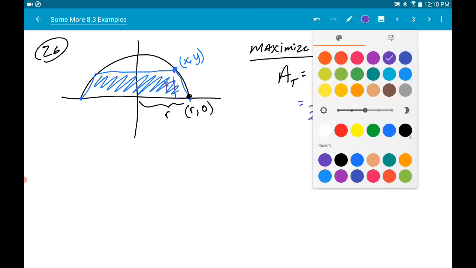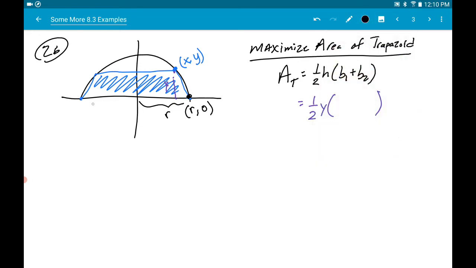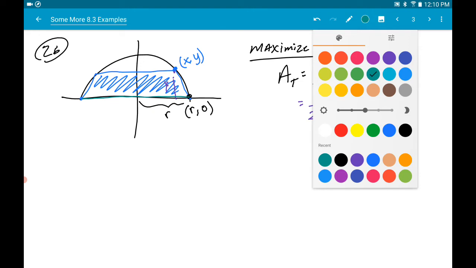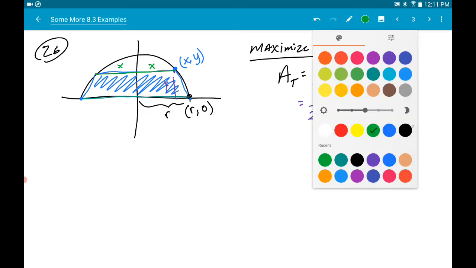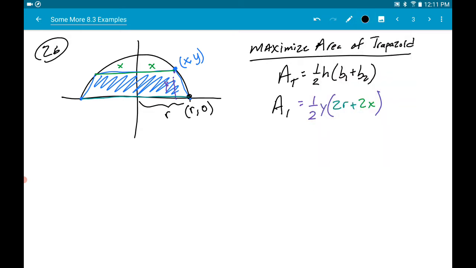And then the base 1 is highlighted over here. Base 1 is this base, but that's going to be 2r. And base 2 is going to be this guy, but that's going to be 2x. So I kind of have a lot of variables happening. So we only have one equation so far, and usually we have two, almost always.